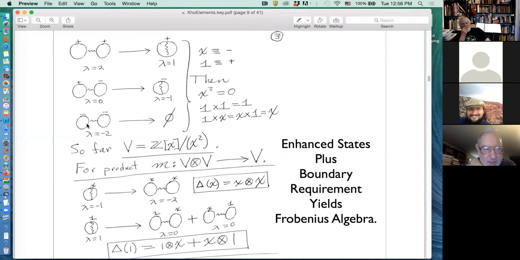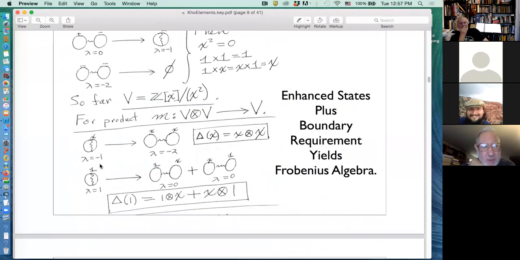And two minuses, lambda equals minus 2, I'd have to get down to lambda equals minus 3. I can't, so I call it 0. Now you look at the pattern of this and you see that it looks like a multiplication, with plus being the identity and minus being something that's not the identity. And so we're going to let minus be called x and 1 be called plus. And then this says that x times x equals 0. 1 times 1 is 1, 1 times x is x times 1 is x. And the rule for the boundary is multiply. And that's what happens when the two loops become one loop.